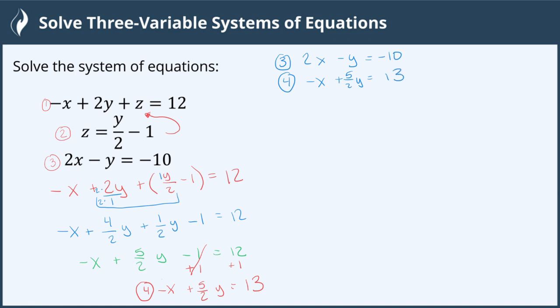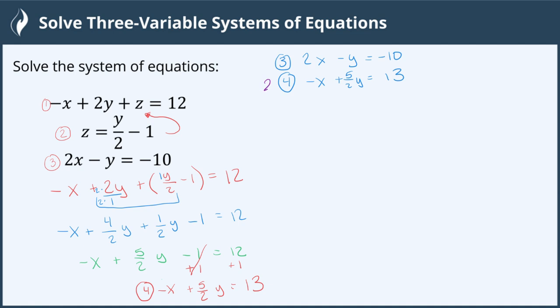Now to get rid of another variable, I need to look at the coefficients and see what I can do to one of them to make those coefficients match. The fourth one, if I multiply by a 2, the 2's will match in front of the x's.